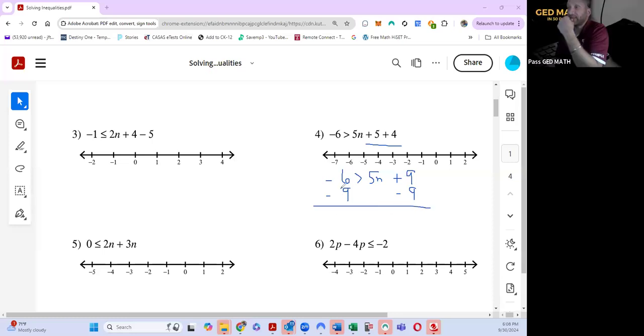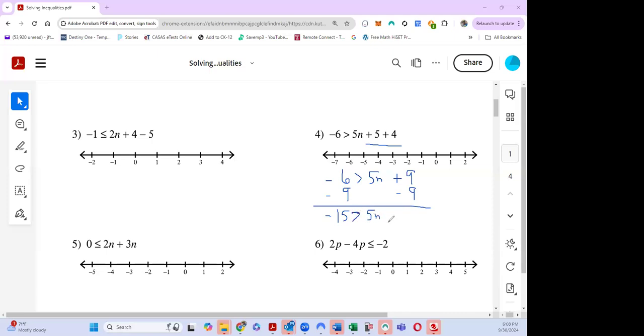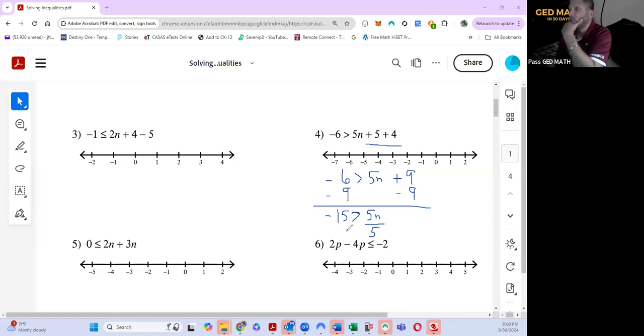So then -6 minus 9? -6 minus 9 is -15. It's greater than 5n, and then that cancels out. Now, to get the n, we'll divide by what? By 5. Whatever we do on one side, we do on the other side. And then that cancels out.